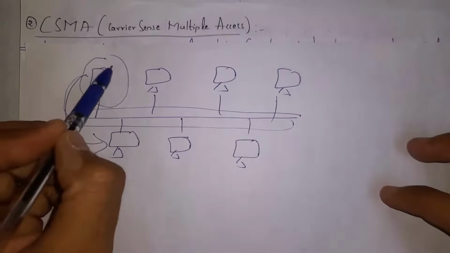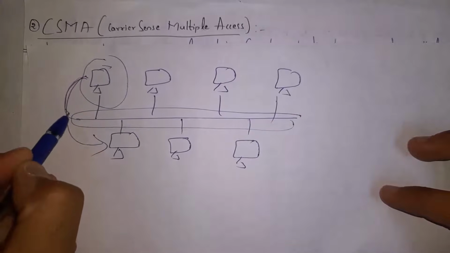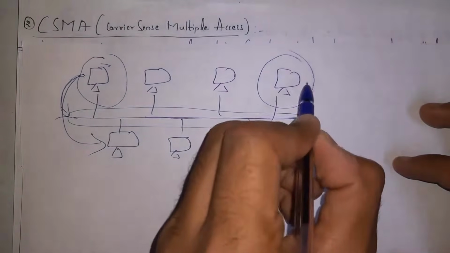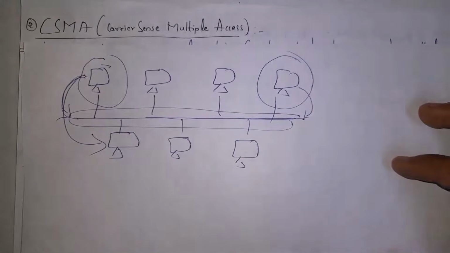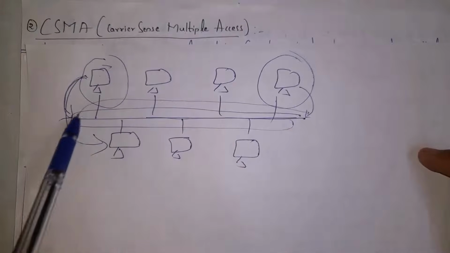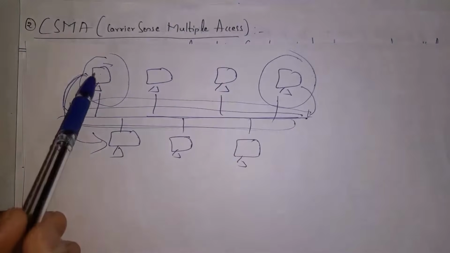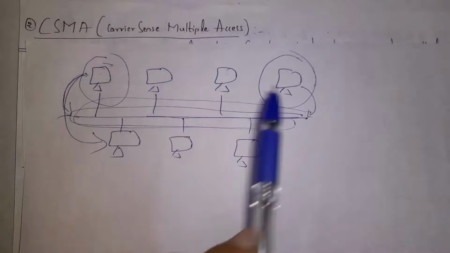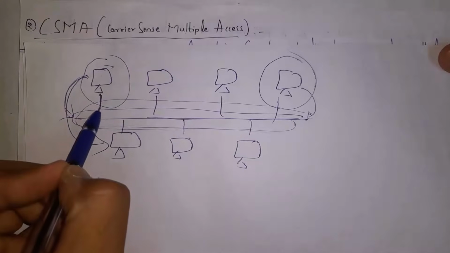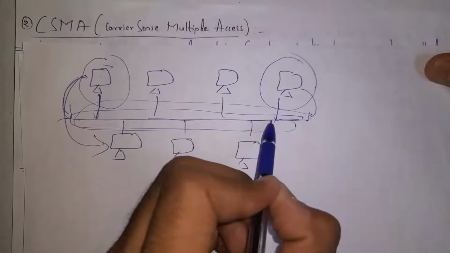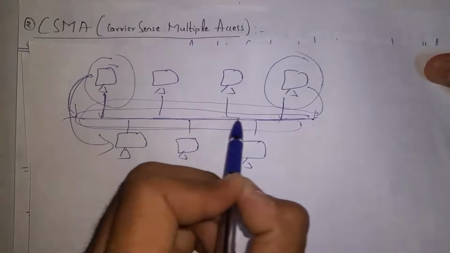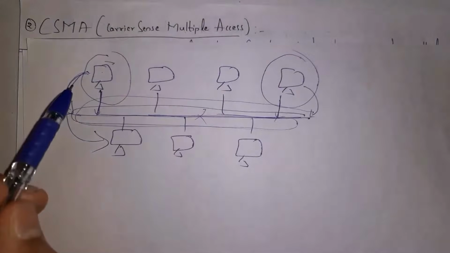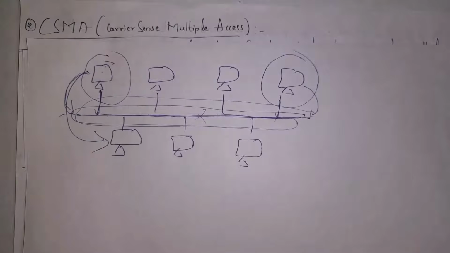For example, this computer wants to send data, so at first it will sense the carrier, whether the channel is free or not. This computer also wants to send data, so it will also check whether the channel is free or not. If two computers sense the channel at the same time, collision will occur. This computer and this computer both will sense the channel at the same time and they both will identify that no other device is sending data. And now two computers will send data at the same time in this single channel. As two computers are sending data at the same time, collision will occur. So in carrier sense multiple access, if two devices sense the channel at the same time, then collision will occur.